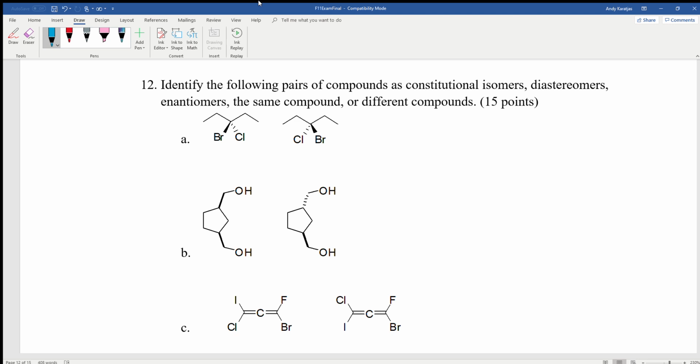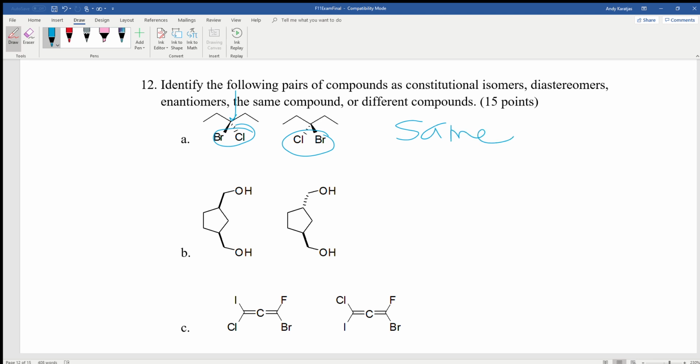In part A, you can see the arrangement of both the bromine and the chlorine has been reversed from the structure on the left to the one on the right. However, there's no chiral center in this molecule. At that carbon, the other two groups are both ethyl groups. That means these have no stereocenters, and therefore they are the same compound.